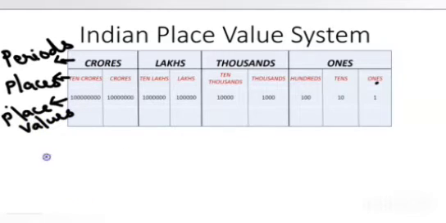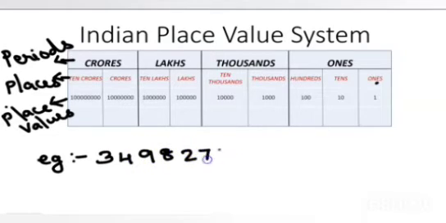Now let's see how we can write a large number, how we can represent a large number on this place value chart. For this I am taking a random number. For example, I am taking 3, 4, 9, 8, 2, 7, 5, 6. As you can see, there are 8 digits in this number. So this is an 8-digit number.